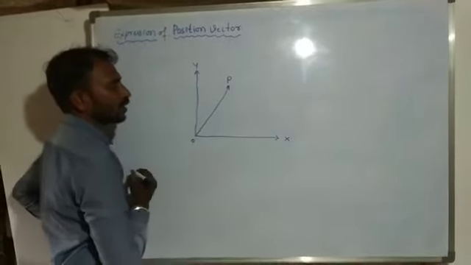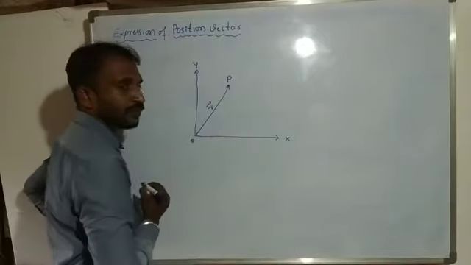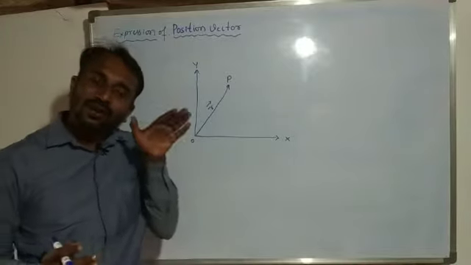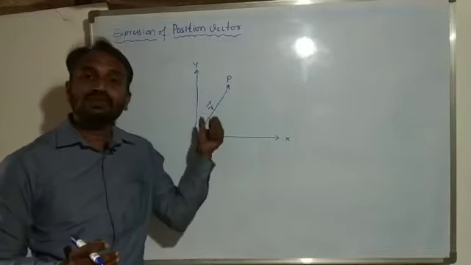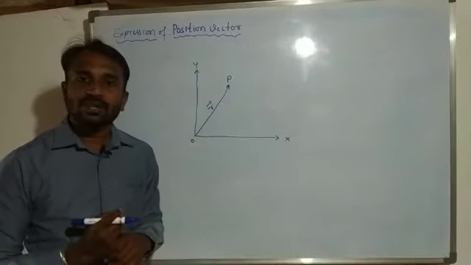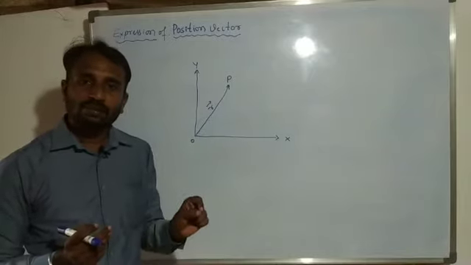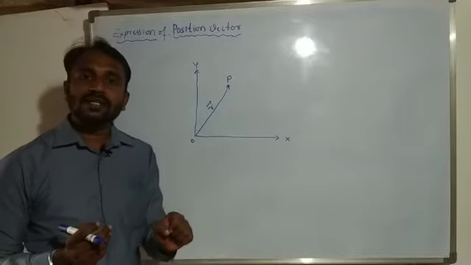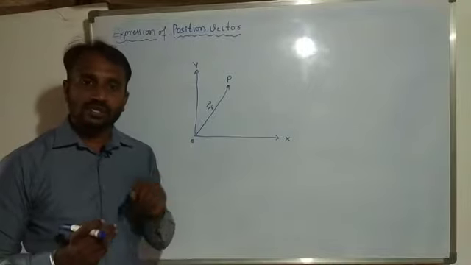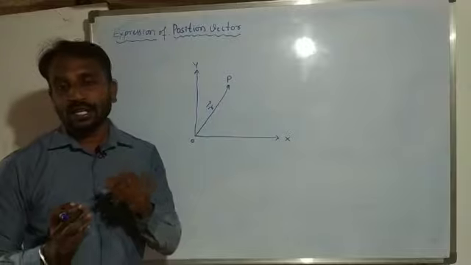So this one we consider a position vector and its magnitude we consider R. And here we consider two components. One is present along the x axis, another one along the y axis. You already know about unit vectors. Unit vectors are represented by i cap, j cap and k cap. Along the x axis the unit vector is i cap, along the y axis j cap, and along the z axis k cap.